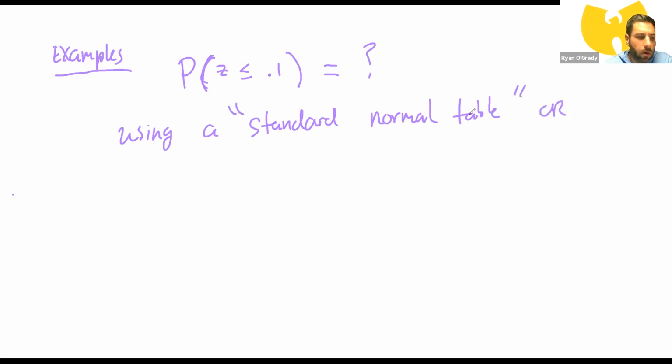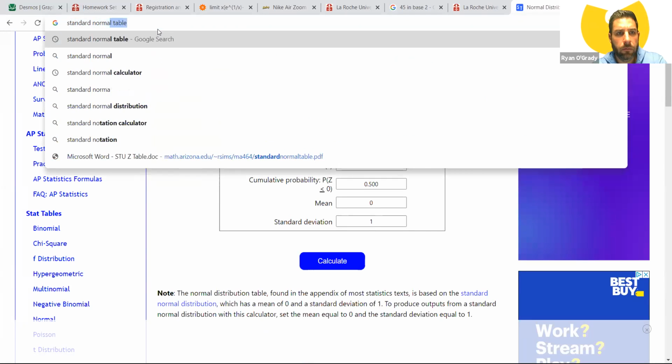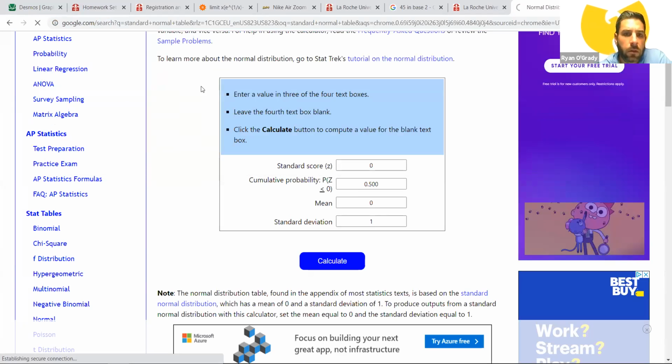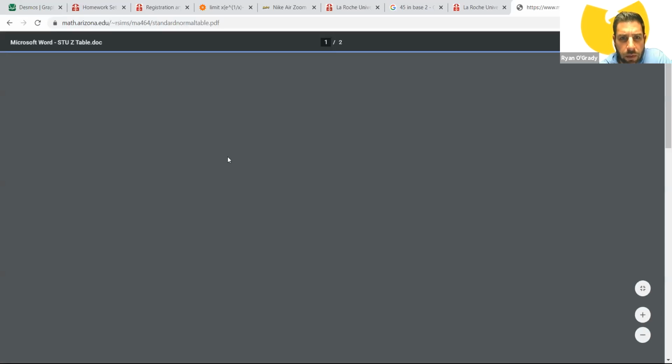Some people call them Z-scores. I don't know why they call them that. I don't like using that. I like saying standard normal table. So what I'm going to do is go to the internet and Google "standard normal table." And you'll see that I have these tables. So let's just click on the first one and see what we get.